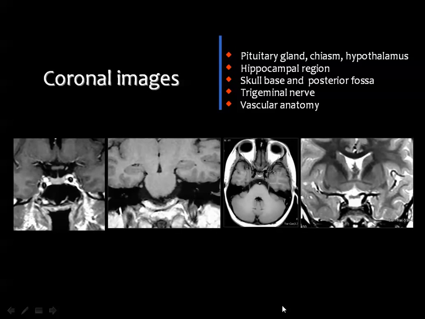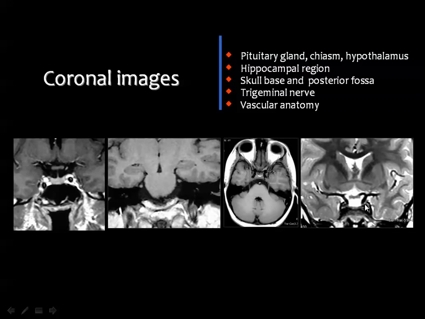Then the coronal images are not routine in the MRI examination of the brain. But the coronal images are valuable, especially in assessment of the pituitary lesions, as we will discuss in the lecture of the sella. Then the coronal images are very important in assessment of the hippocampal region to diagnose mesial temporal sclerosis. Also, they are important to identify the vascular anatomy.